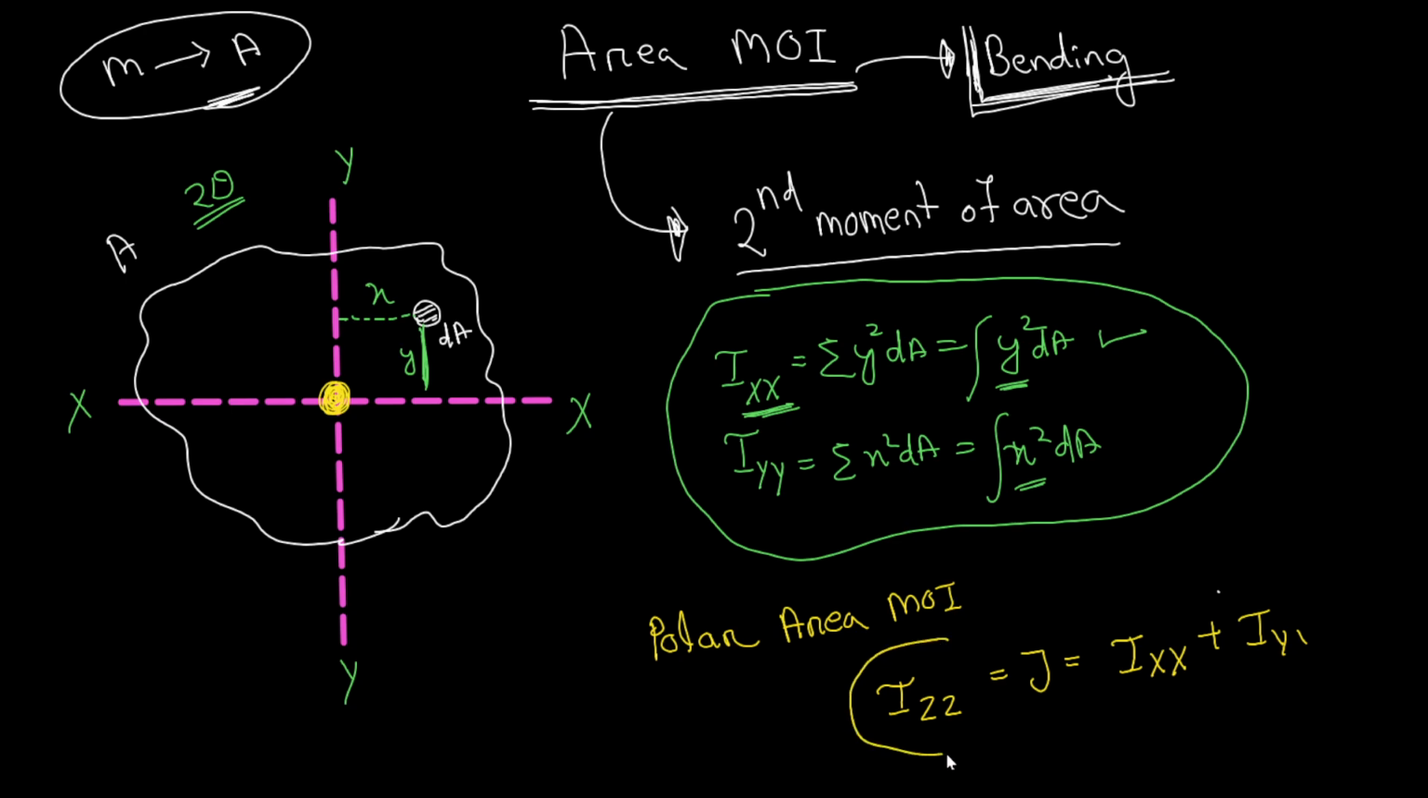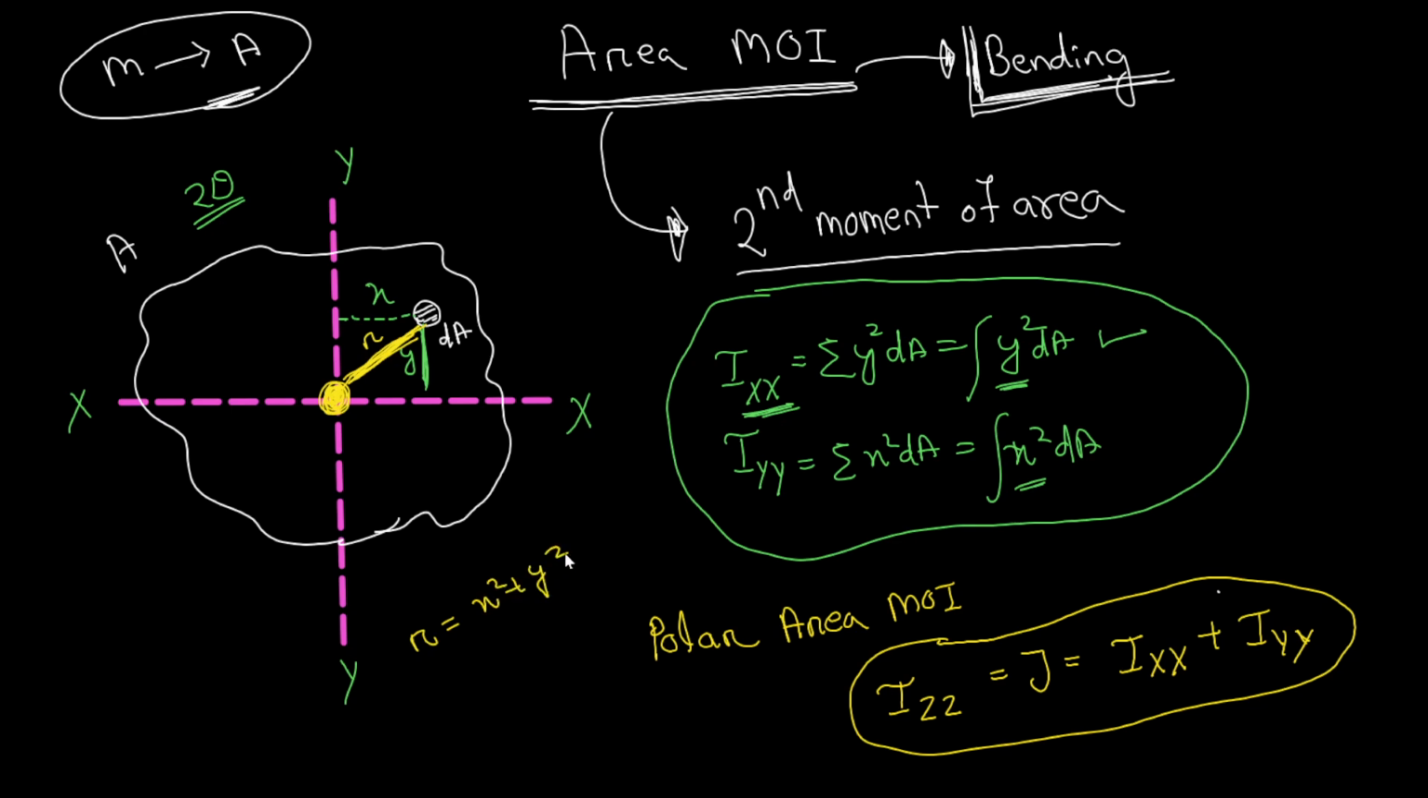This is the formula, but if you want to derive it with the same principle, you have to calculate the distance. Again you will calculate this distance, and take the moment about this axis twice. So how much is this distance? If I write this one as r, then r square is equal to x square plus y square.